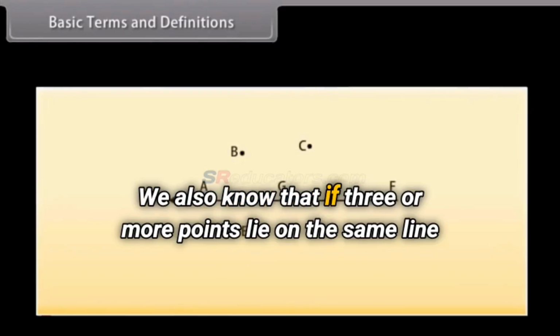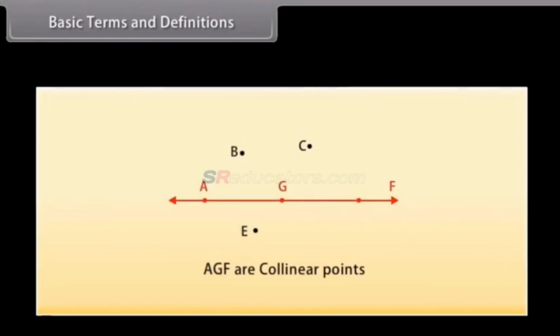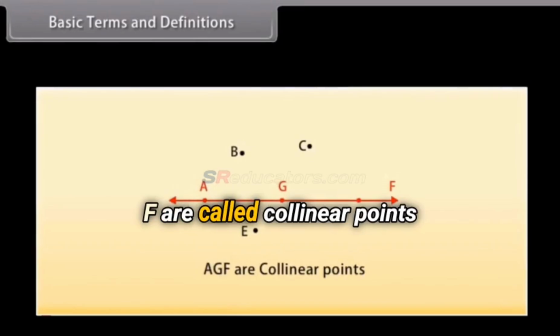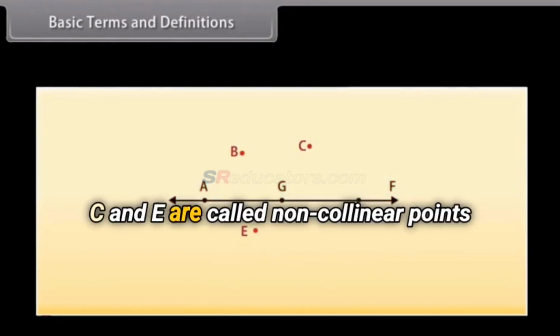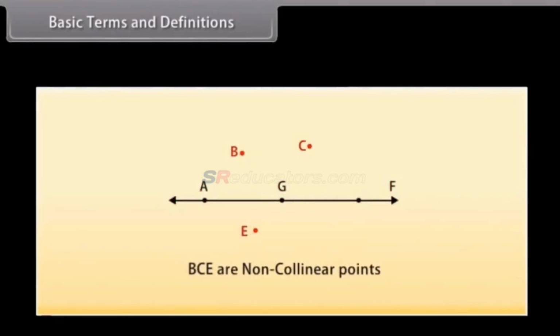We also know that if three or more points lie on the same line, they are called collinear points. Here A, G, F are called collinear points. And points B, C and E are called non-collinear points.